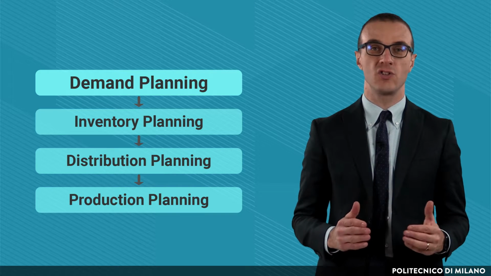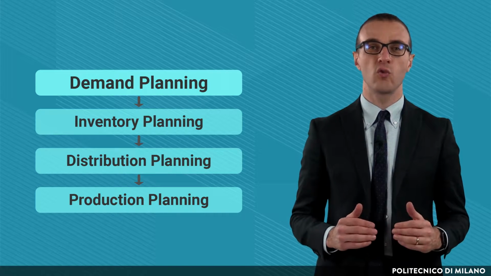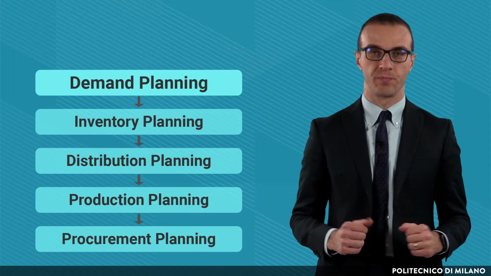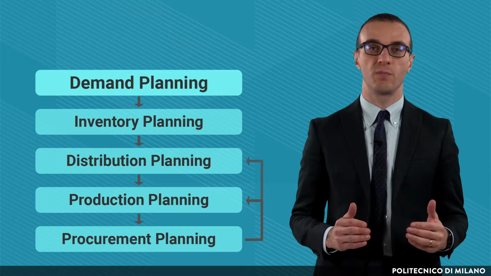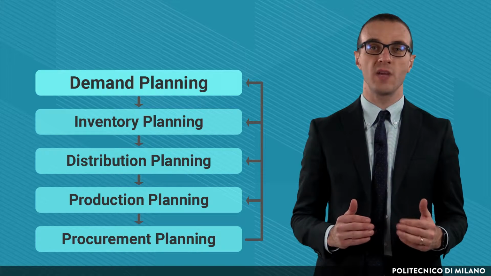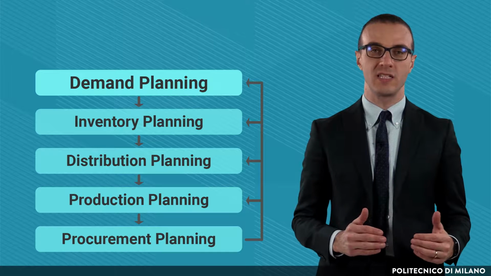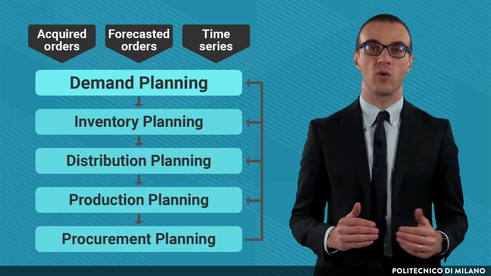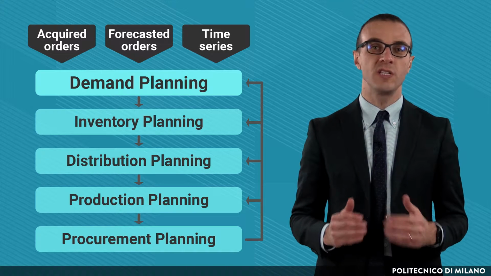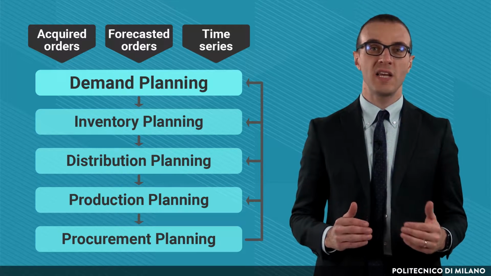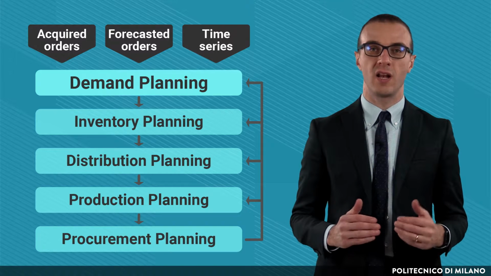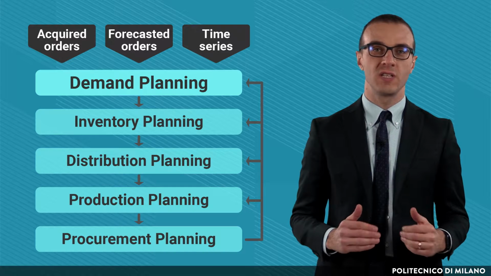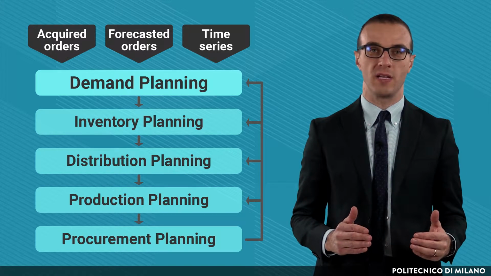to determine the master production schedule in the production phase, to decide the quantities of components and materials to be bought in the procurement phase. The demand planning is a recursive process that needs to be fed by information coming from the other planning activities. In addition to data like past values of demand, acquired orders, forecasted orders, the input of the demand planning is made of the output of other phases, like for example the quantity manufactured or the inventory levels, since they can strongly impact the future demand.